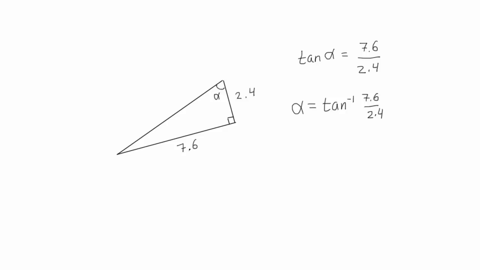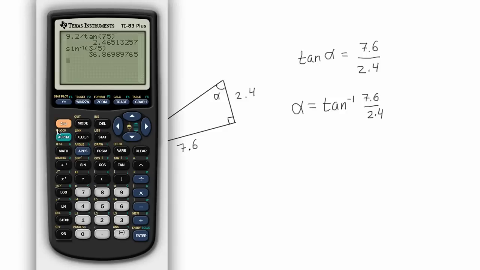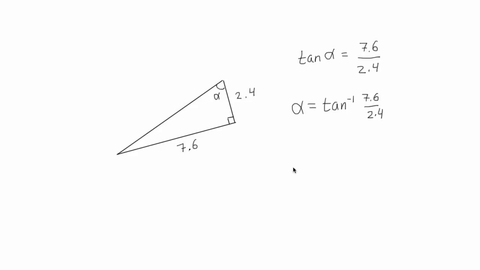Get the calculator out. The inverse tangent, we press second, tan, and we take the ratio 7.6 divided by 2.4, and we get the angle 72.5 degrees. So alpha is 72.5 degrees.